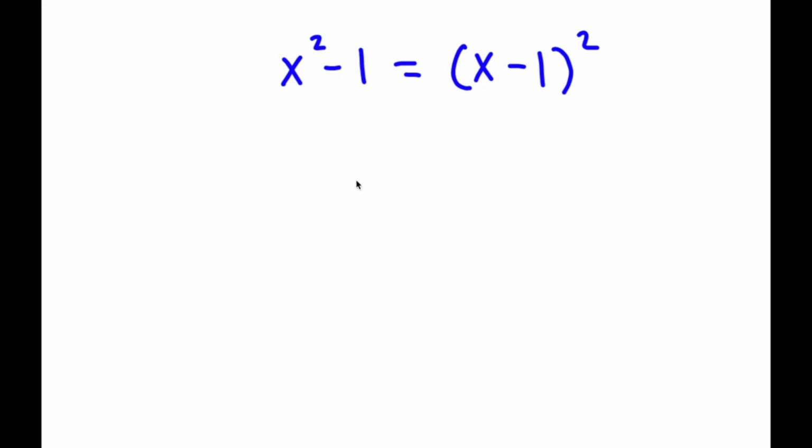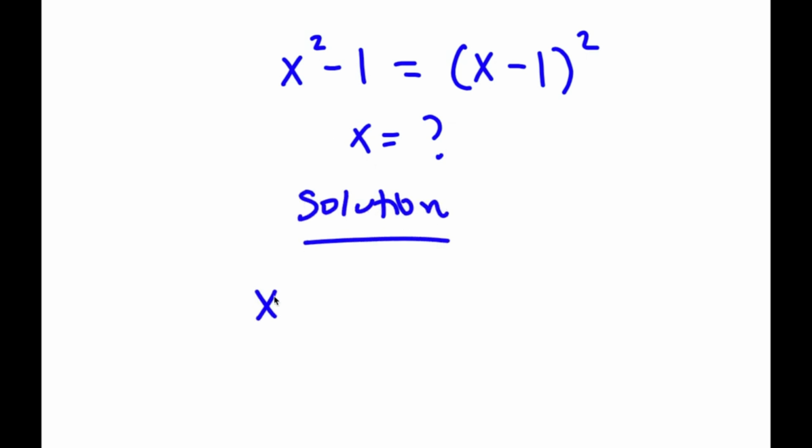Alright, so in this problem, I have x squared minus 1 is equal to x minus 1 squared. So I want to find the value of x here. So to start, my solution, first start with x squared minus 1 is equal to x minus 1 squared.